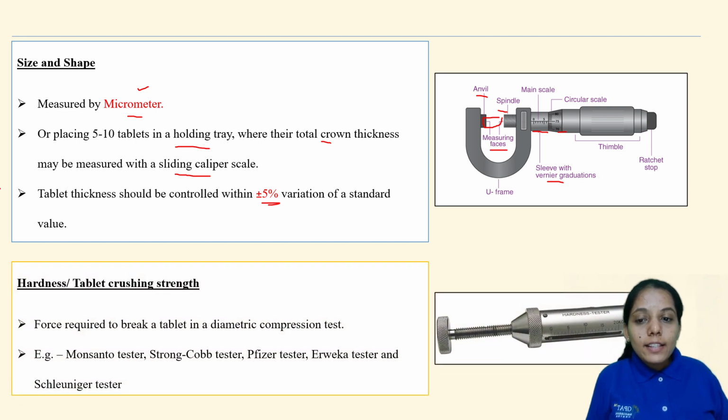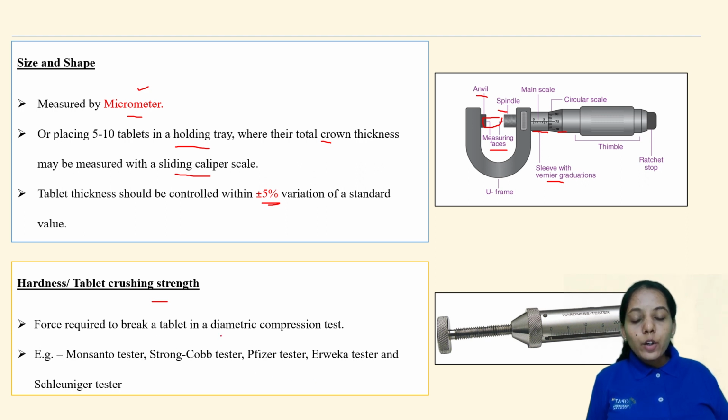Next is hardness. This is nothing but tablet crushing strength. What is the hardness of the tablet? Because there is a link between hardness and the disintegration. Greater the hardness, lesser will be the disintegration, and that is the reason it is important to evaluate the hardness of the tablet. So there are various instruments.